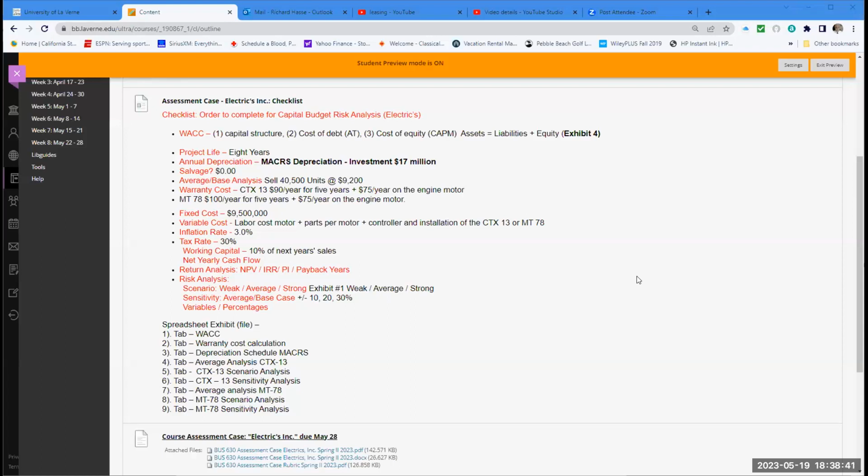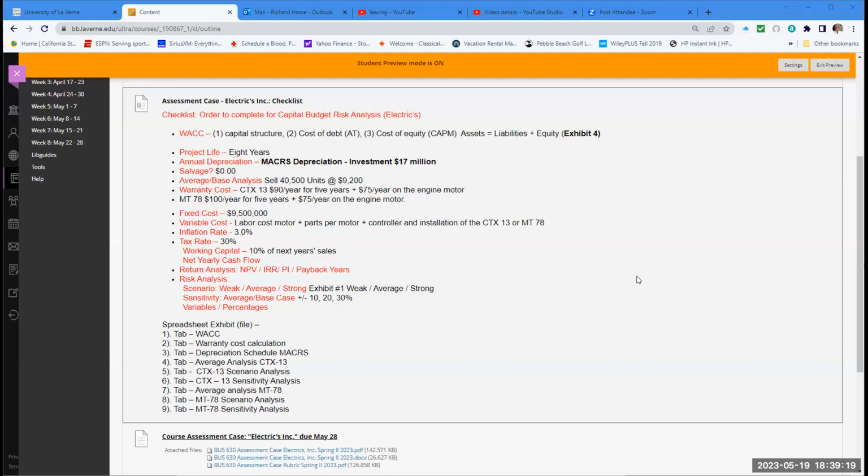Remember in our Blackboard, in our checklists part in the electrics case file folder in Blackboard, where I gave you a checklist of key things to find out and review. Remember, we have to have 9 tabs in our spreadsheet that you're turning in to me. A tab for weighted average cost of capital, a tab for the warranty cost calculation, a tab for your depreciation schedule under modified accelerated cost recovery for an 8-year asset life investment, the average analysis for the product CTX.